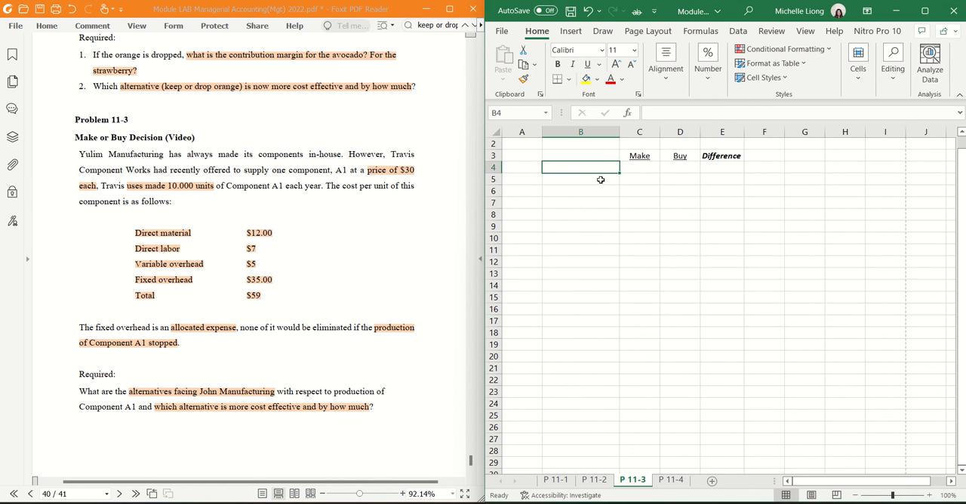The first one is we need to count first. So if we make it, we need what? Direct materials. Second one is direct labor. Then variable overhead.